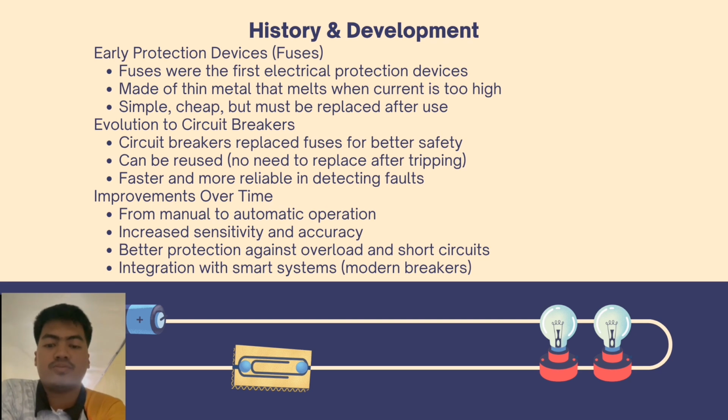As technology improved, circuit breakers were developed. Unlike fuses, circuit breakers are reusable and do not need to be replaced after a trip. They are also faster and more reliable in detecting electrical faults. Over time, circuit breakers have improved a lot. They became automatic instead of manual, more accurate in detecting problems, and provide better protection against overload and short circuits. Modern circuit breakers can even be connected to smart systems for better monitoring and control.